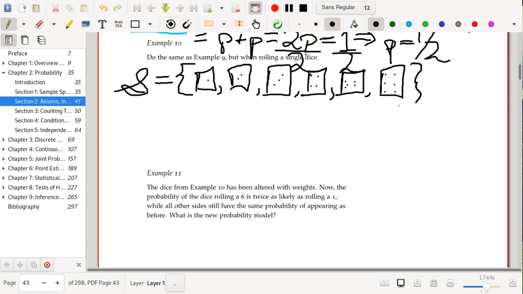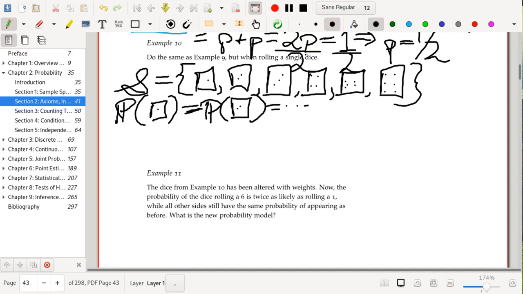Okay, so those are our 6 outcomes, and we say that each one of them is equally likely. So that means that the probability of rolling a 1 is the same as the probability of rolling a 2, and that's going to be the same as dot dot dot the same as the probability of rolling a 6. It's an oddly painted die. All of those are going to be the same, and we're just going to say for convenience that this is equal to P.